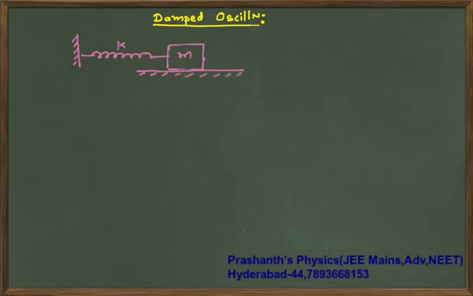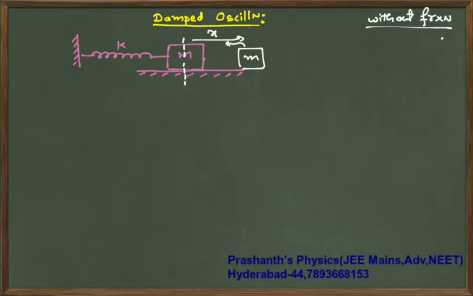Previously, if you ask time period, frequency, everything, you have clearly neglected friction. So without friction and with friction, two things are there. Without friction, what have you done? Initially the system is in equilibrium, if this block is of mass m and some small displacement x is there, then your restoring force will act this way. You have written that your net force is equal to the restoring force.